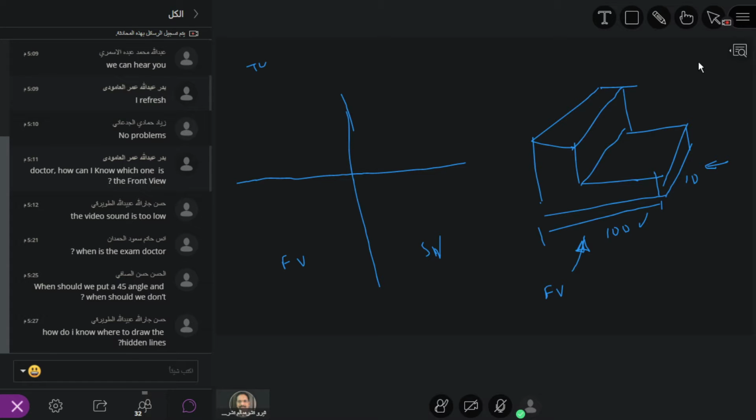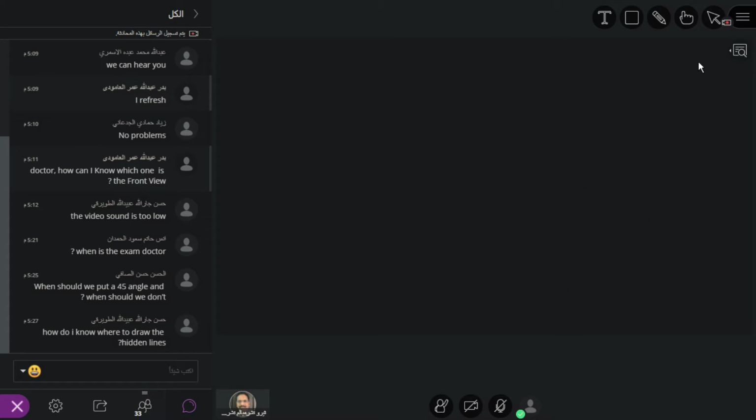So first I draw the front view. I draw the line and the vertical line, and this is my front view, side view, and top view. Front view should always be the longest one. As I said, this is the longest side.